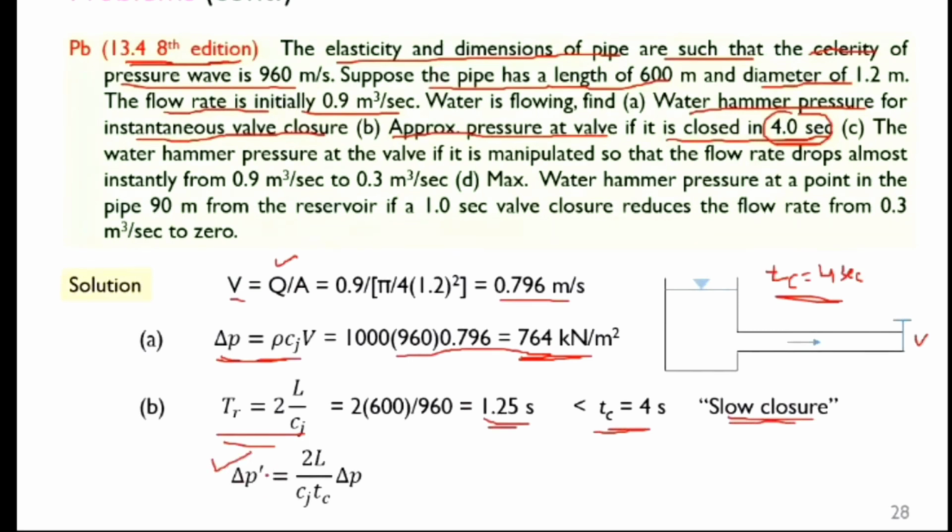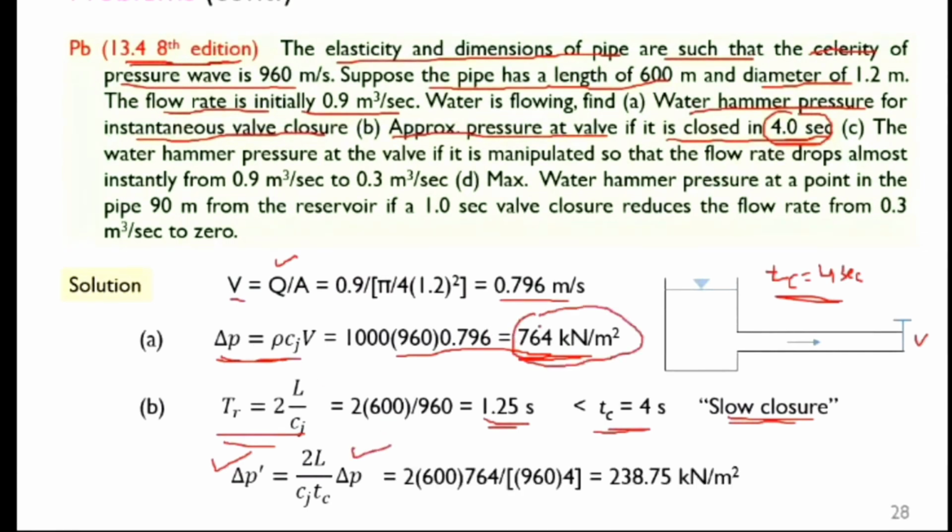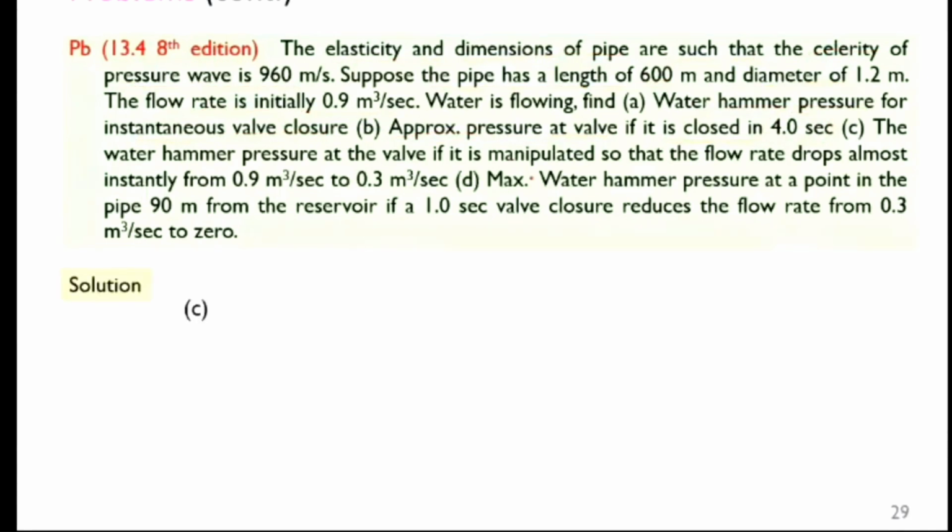So for slow closure we develop this equation: delta P times t equals 2L by Cj, so now we have to calculate delta P. From here you can plug in the values, and for slow closure it is 238.5 kilonewtons per square meter, kilopascal. So you can see 764, and then with slow closure the pressure is 238.5. That's why we would like to slowly close the valve to keep the water hammer pressure reduced.